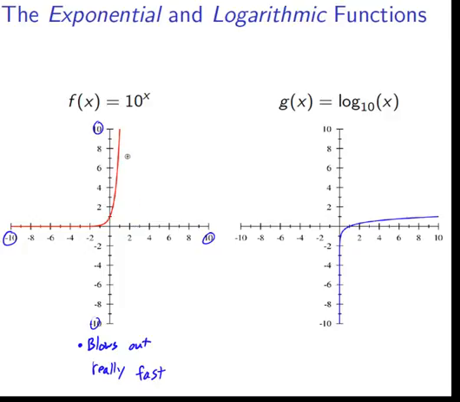So exponential functions, this is 10 to the x, only one possible exponential function, but they're going to blow out really, really quickly. They're going to just shoot up to absolutely massive height. Blowing out probably isn't the perfect word since we used blowing out for asymptotes. Let's instead say its height grows really fast.